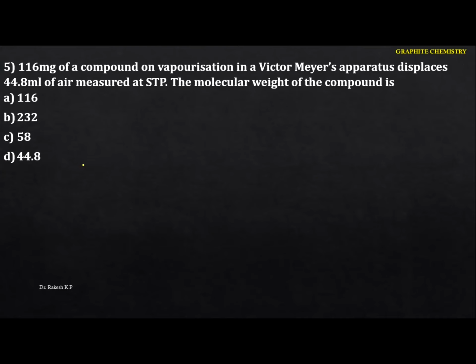116 milligram of a compound on vaporization in a Victor Meyer's apparatus displaces 44.8 ml of air measured at STP. The molecular weight of the compound is... Let me convert the milligram into gram. That is 116 milligram, which is equal to 0.116 gram. Now generally we know that 22,400 ml corresponds to the molecular weight of the compound.